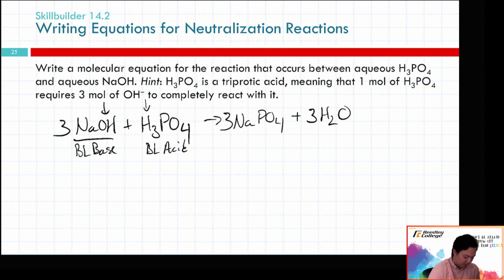Wait, I feel like something feels off. Because then we're going to need 3 of these, 2 of those. Oh, there's hydrogens here too. Sorry, what did you say? If you were going to put the 3 H3PO4, it would only be 2, but there's the 3 extra hydrogens over there. So it still balances out to 6 total without the 3 there.